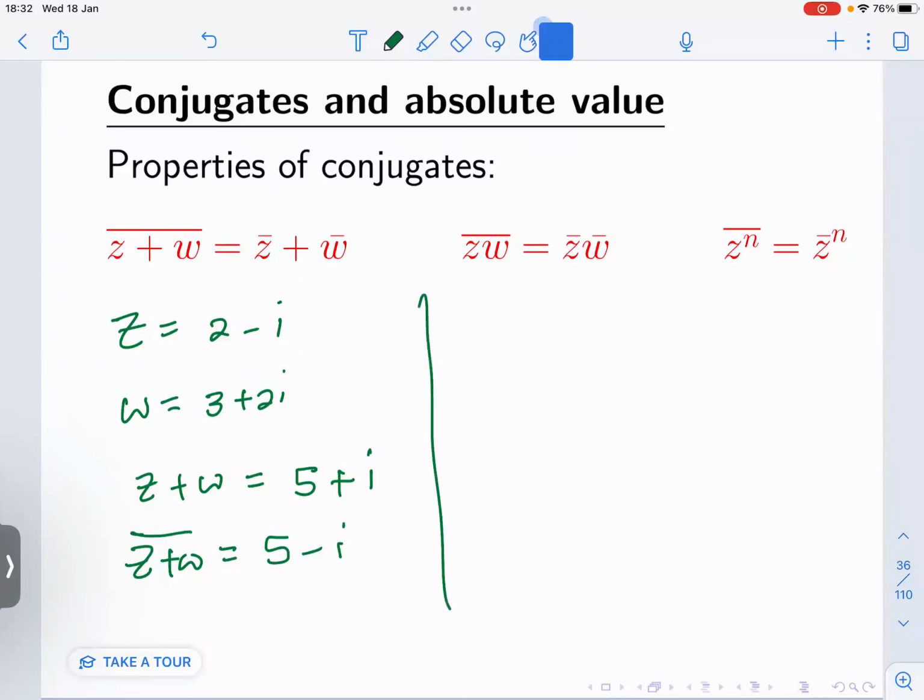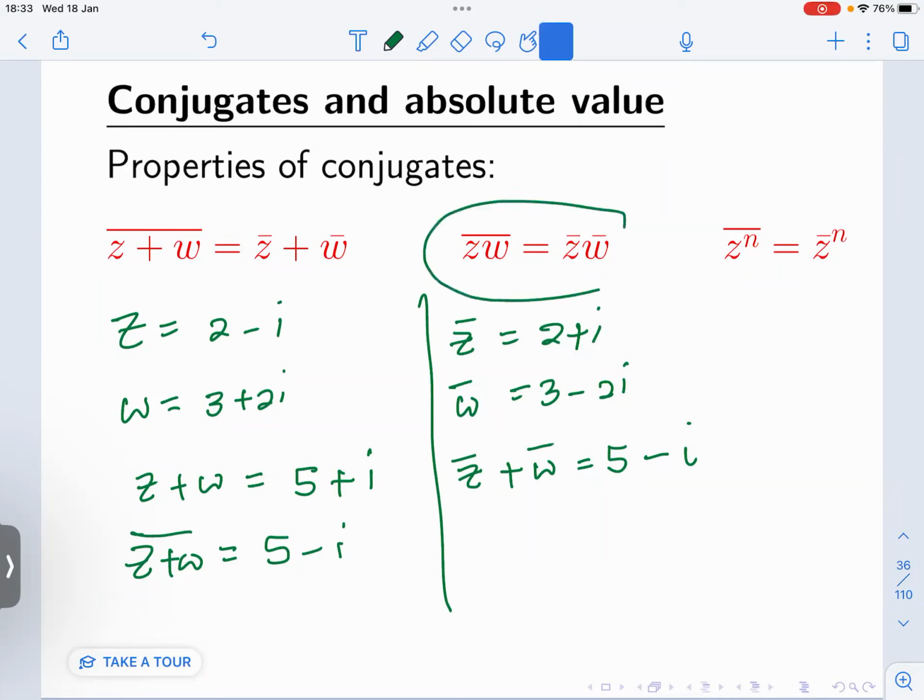And then we are going to check if the result holds. If z is equal to 2 minus i, the conjugate of z is 2 plus i. If w is equal to 3 plus 2i, the conjugate of w is 3 minus 2i. Therefore, z conjugate plus w conjugate gives us 2 plus 3 equals 5, and 1 minus 2 equals -1. So we multiply by i, and we have 5 minus i. So the result indeed holds.